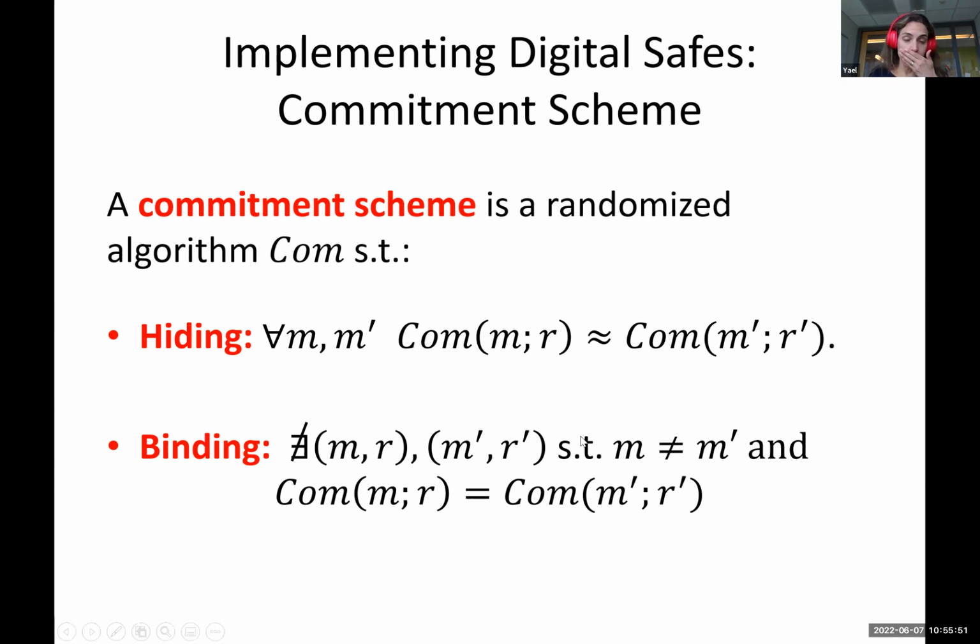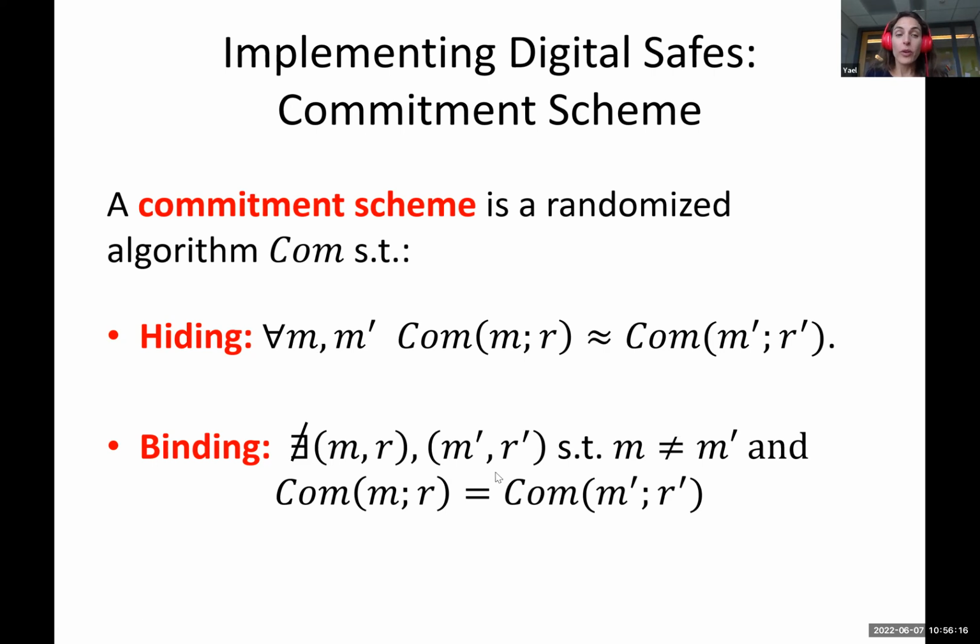So even if he has some information about M and M prime, even if he knows what M and M prime are, if he gets the commitment, the distribution of commitment of M and R, where the distribution is over random R, or the commitment of M prime over random R prime, these look the same. These distributions look the same. So the adversary doesn't learn anything. That's the hiding.